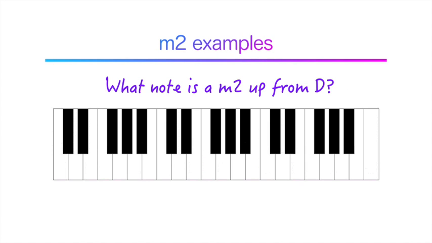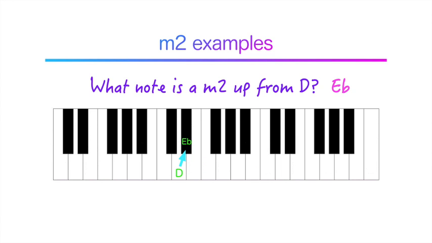Let's start testing your knowledge here. What note is a minor second up from D? Remember, if you need time to come up with the answer, just pause and then come back to us because I move quickly. A half step up from D, which is a minor second, is E flat. Why do we call it E flat and not D sharp? Because we're using the number 2 here, minor second.